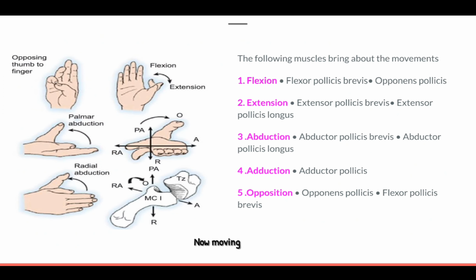Okay, now moving on to the movements that are caused at the carpometacarpal joint. So flexion is caused by flexor pollicis brevis and opponens pollicis. Extension is caused by extensor pollicis brevis and extensor pollicis longus. Okay, now the third movement, that is abduction, is caused by abductor pollicis brevis and abductor pollicis longus. Now the fourth, adduction. So adduction is caused by adductor pollicis. Fifth, opposition is caused by opponens pollicis and flexor pollicis brevis.